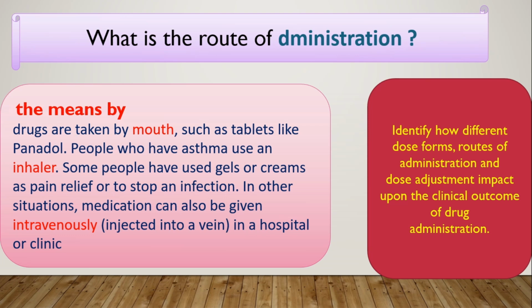عندي أدوية تاخدها عن طريق الفم such as tablets like Panadol. People who have asthma (الأشخاص اللي عندهم ربو) use an inhaler (بيستخدموا جهاز الاستنشاق). Some people use gels or creams as pain relief or to stop an infection (لكي يوقف من العدوى أو الإصابة). In other situations, medication can also be given intravenously. This is injected into a vein in a hospital or clinic. Okay.